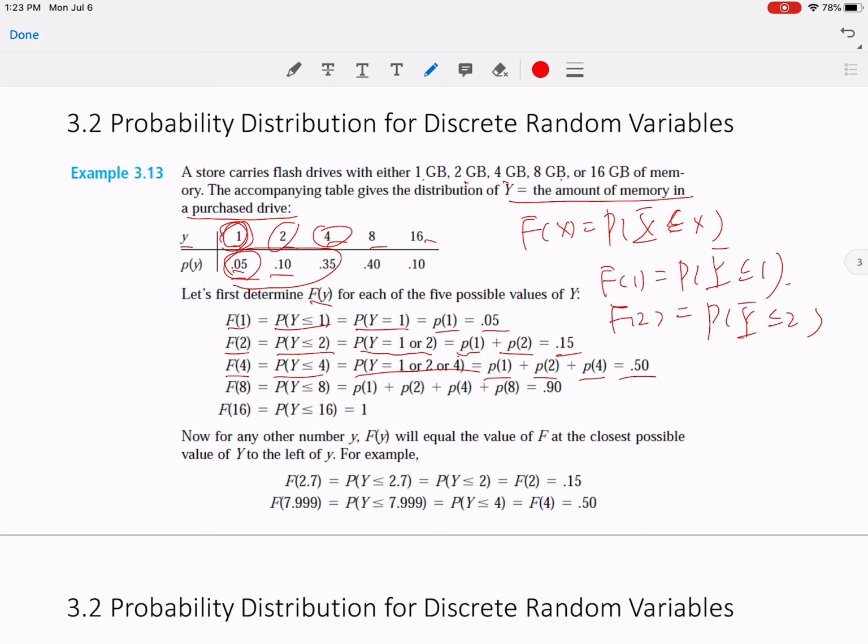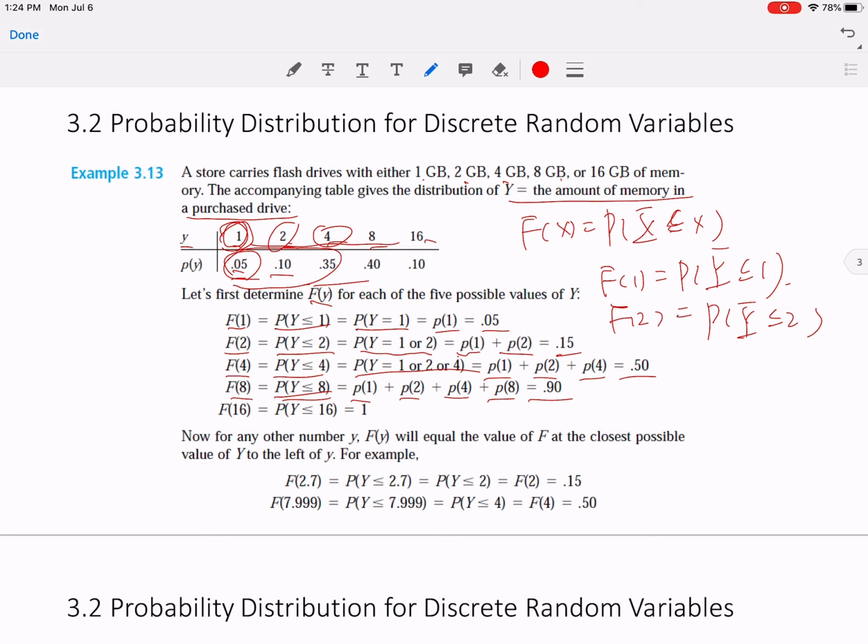And then the next possible value for y is 8. And of course, based on the definition, f of 8 is equal to the probability of y is less than or equal to 8. And if we go back to the probability distribution here, we get 4 numbers less than or equal to 8. They are 1, 2, 3, 4. So the probability of y is less than or equal to 8 is equal to the probability of y is equal to 1 plus the probability of y is equal to 2 plus the probability of y is equal to 4 plus the probability of y is equal to 8. And then we add them all up. We have the value of f of 8 is equal to 0.90.